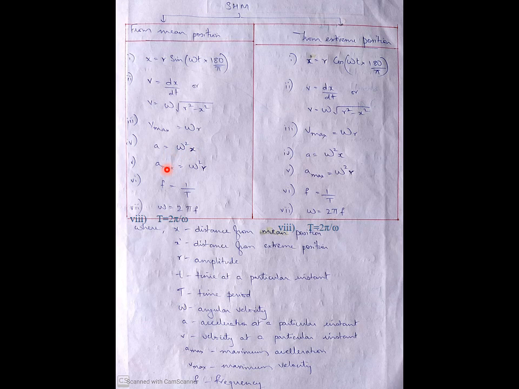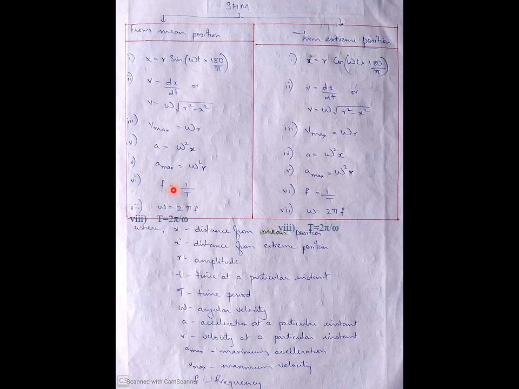Now for acceleration to be maximum, this x value should be maximum. And x means the distance from the mean position while going to the extreme position, that is the distance x. And it is maximum when it is moving from mean position to the extreme position, and that distance is the amplitude r. So that's why a max equal to omega square into r.